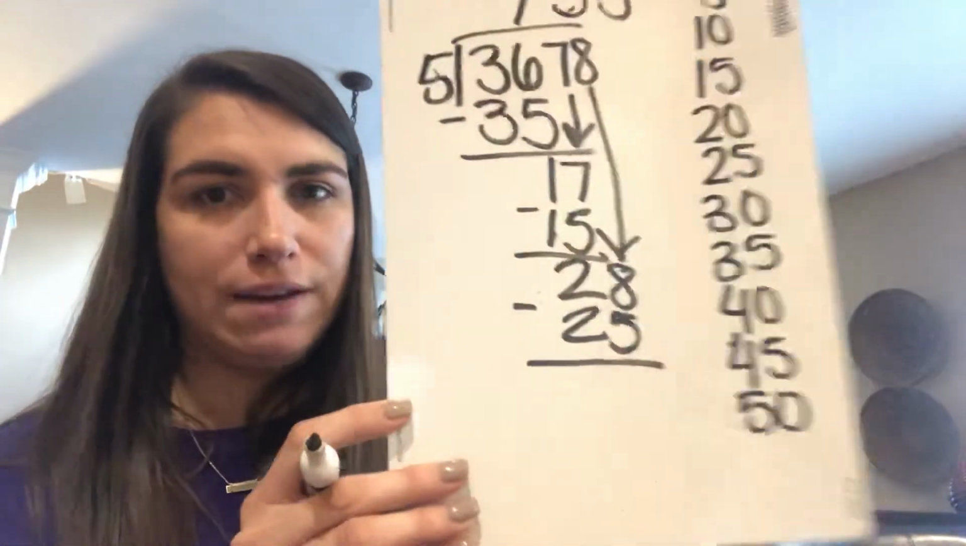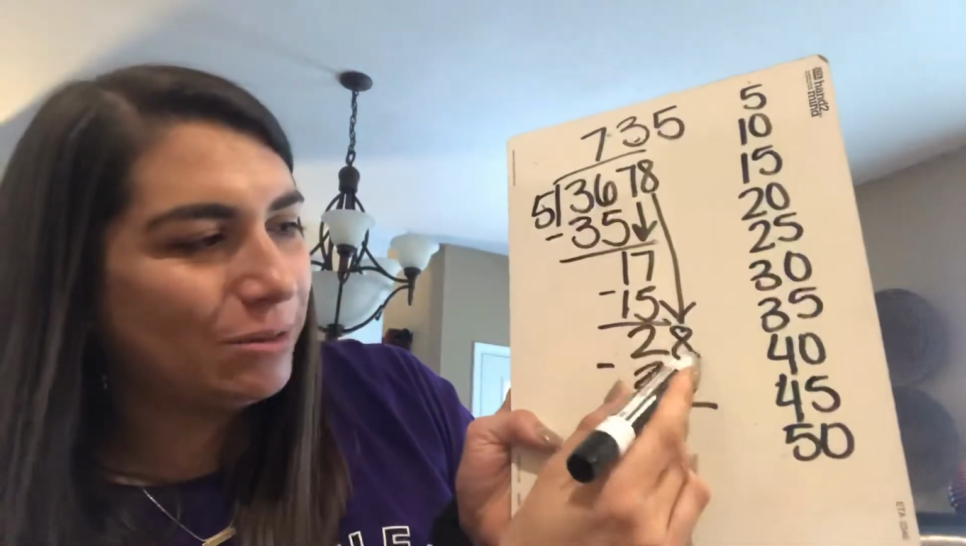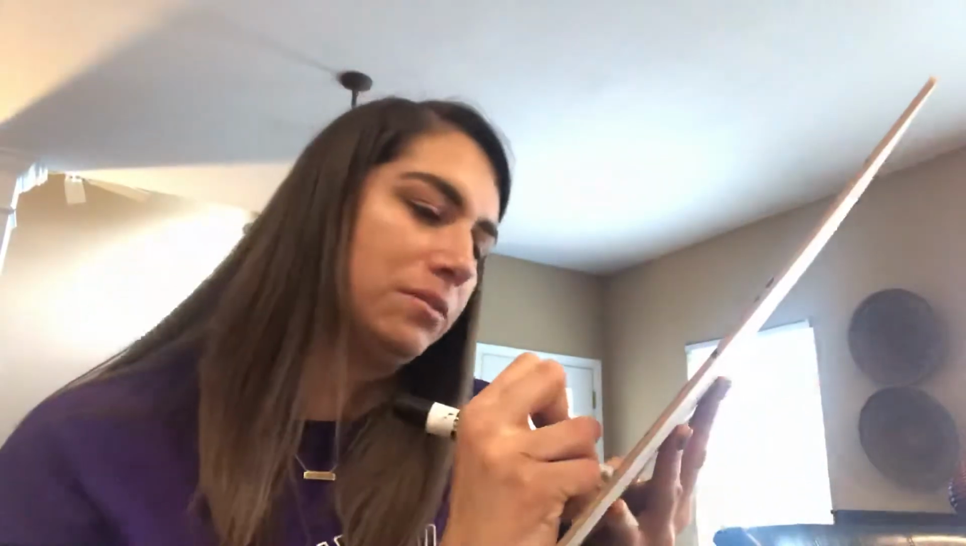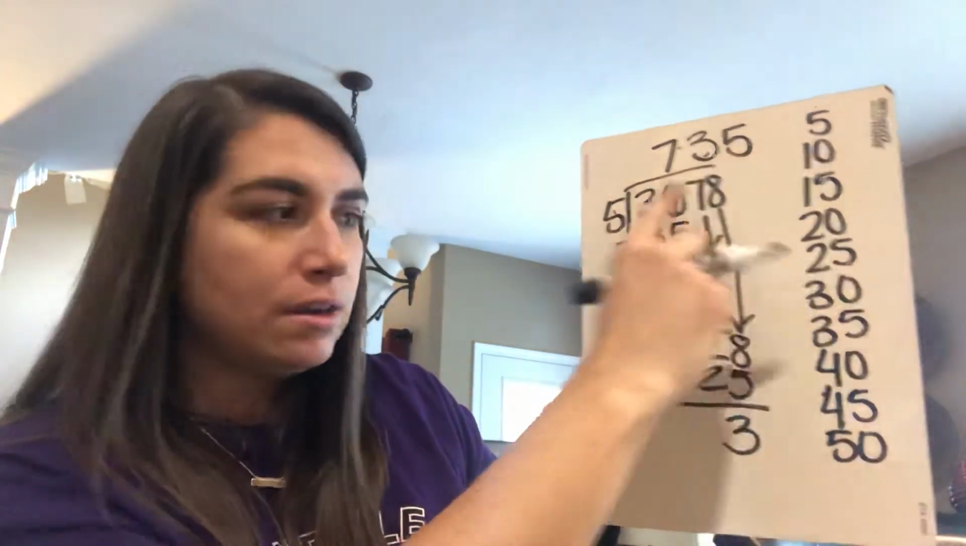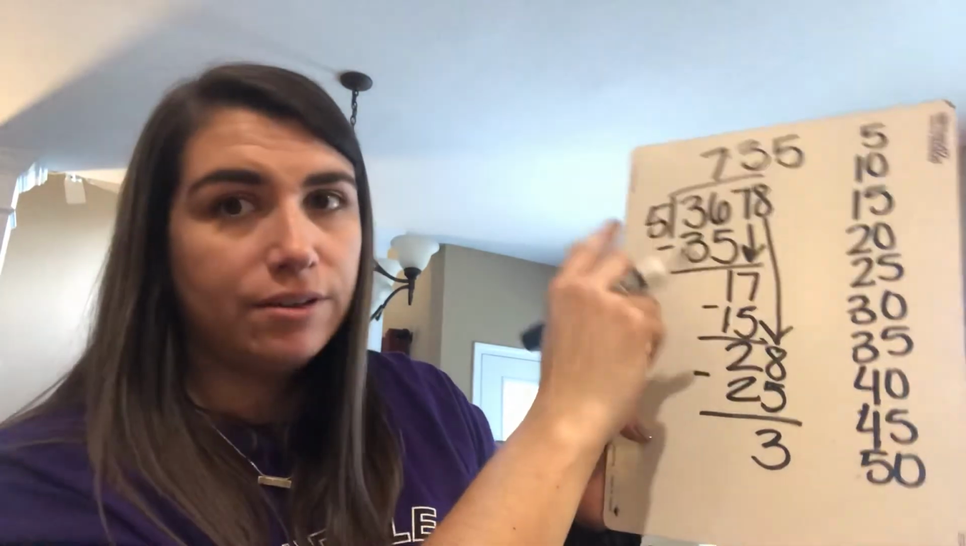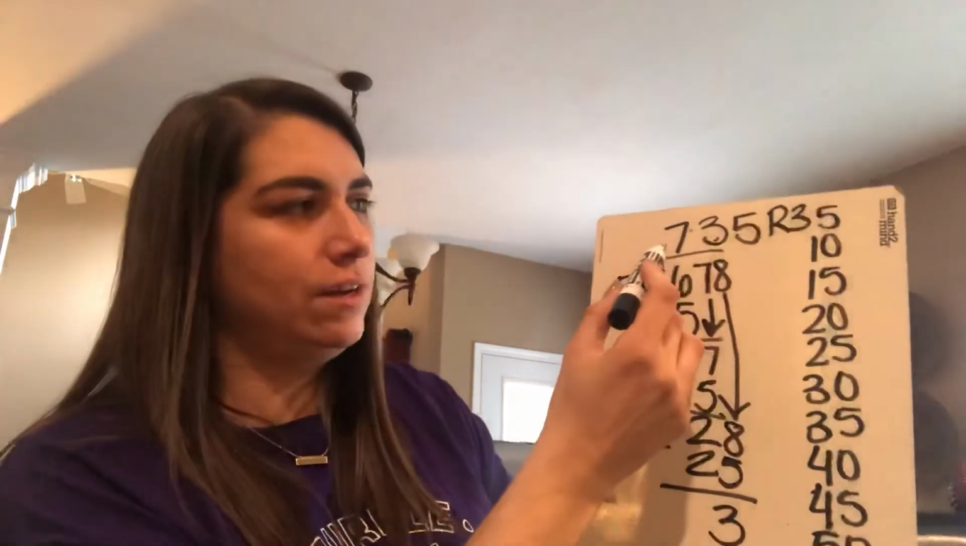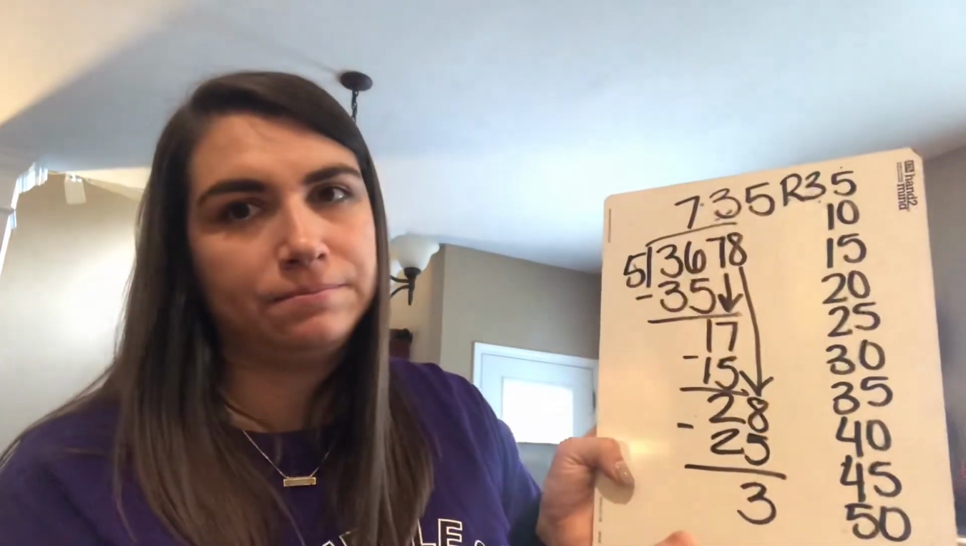28 minus 25, I'm sorry, that's really sloppy. But 28 minus 25 is 3. There's nothing else to bring down. 3 is smaller than 5, so your remainder is 3. So you should have 735, remainder 3. That's your answer. All right, that's the last one.